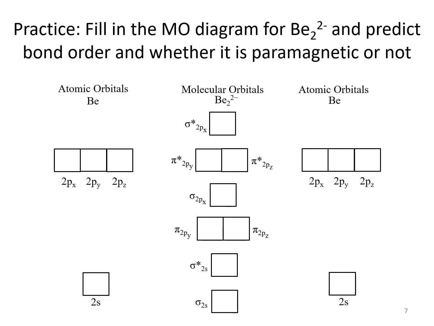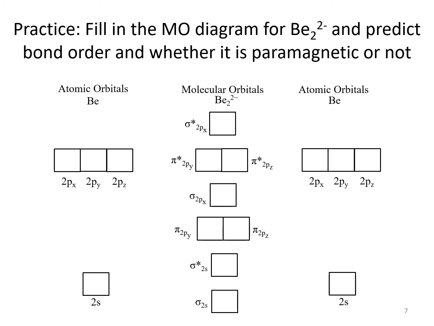For practice, fill in the provided molecular orbital diagram for the beryllium-2 2- ion and predict the bond order and whether it is paramagnetic or not. Please consult the poll question key to see an image of the filled-in molecular orbital diagram.